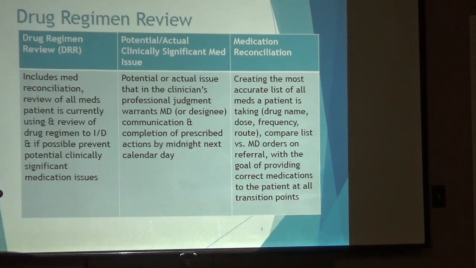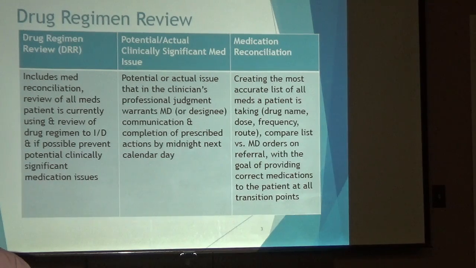This is just review, and it's just to reinforce what you as clinicians need to do to reflect that you've done this. So the drug regimen review is related to the OASIS question M2001, and it includes reconciliation of all the meds the patient's currently using and review of the drug regimen to identify, if possible, and prevent potential clinically significant med issues. And what is a potential clinically significant med issue?